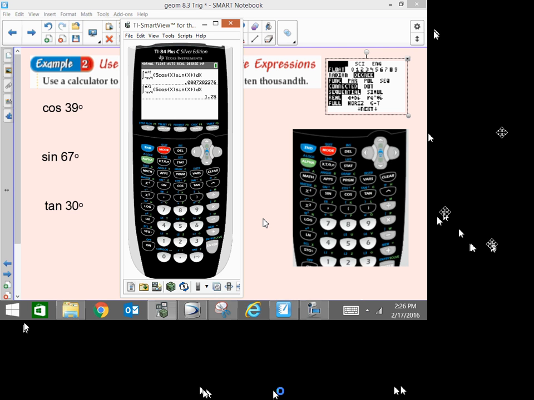All right. So now here we go. We're just going to use the calculator. There's no way you would know this unless there's a triangle sitting there. Okay. Cosine.